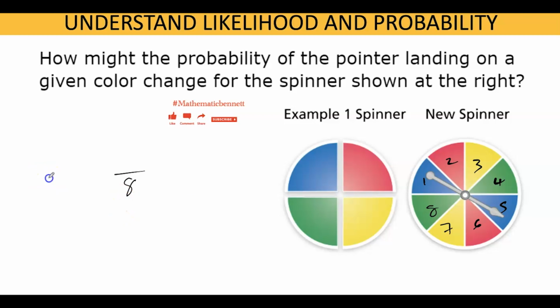The probability of getting a red would be, we have 2 red out of the 8, so that's 2 out of 8, which is the same as 1/4 or 25%. So even though the number of sections changed, the probability didn't change because we have 2 reds, 2 yellow, 2 green, 2 blue, which is 1/4 of the 8 sections. So the probability didn't change.